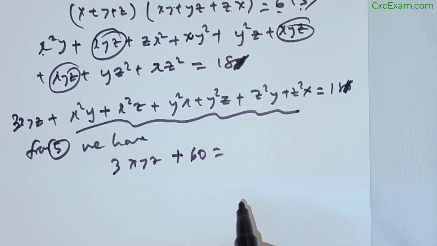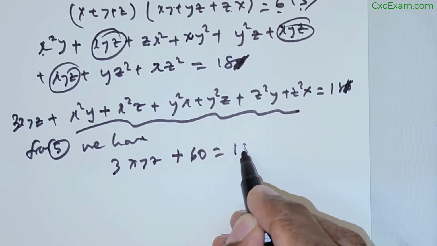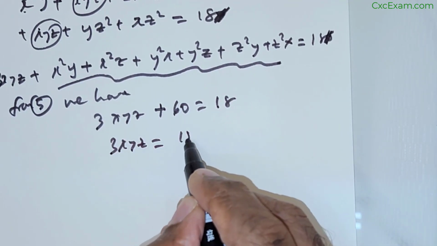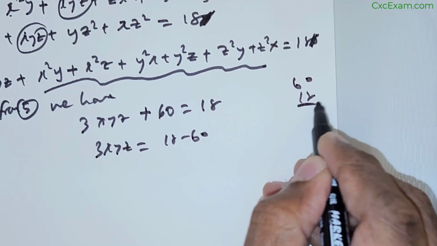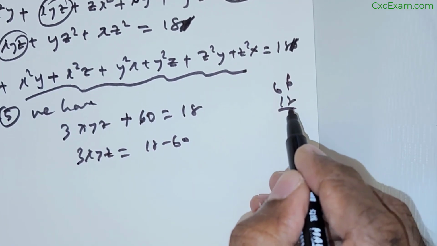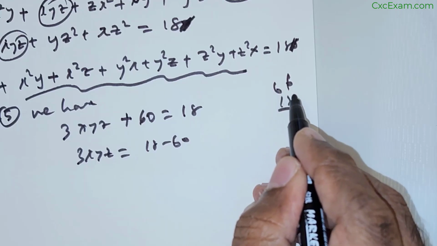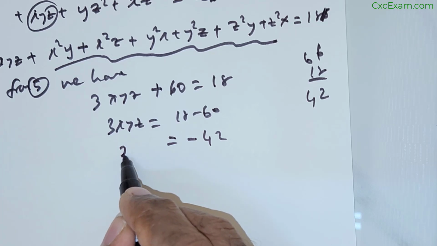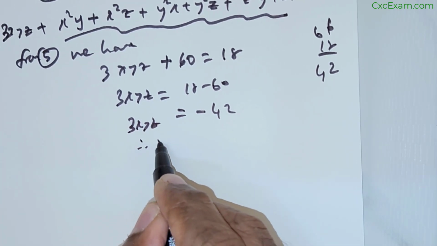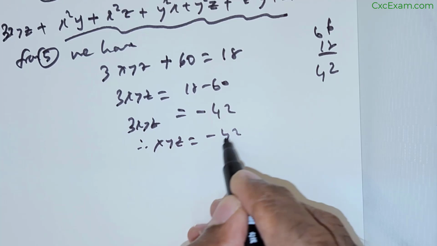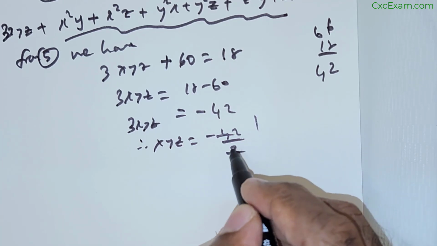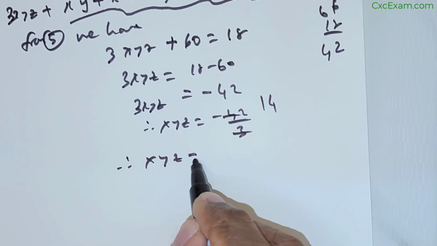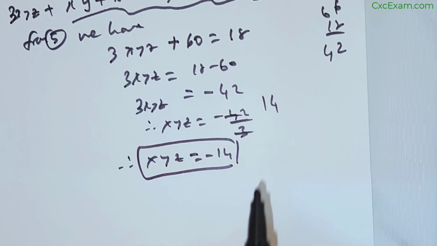positive 60 is equal to 18. So therefore 3 times xyz is equal to 18 minus 60. So from 18 you take away 60, you get negative 42. So negative 42 is equal to 3 times xyz. Therefore xyz is equal to negative 42 divided by 3. 3 divides 42, 14 times. So therefore xyz is equal to negative 14.